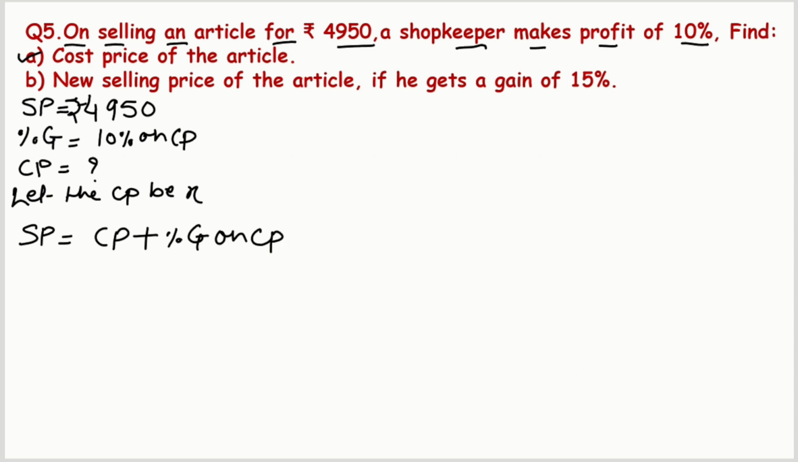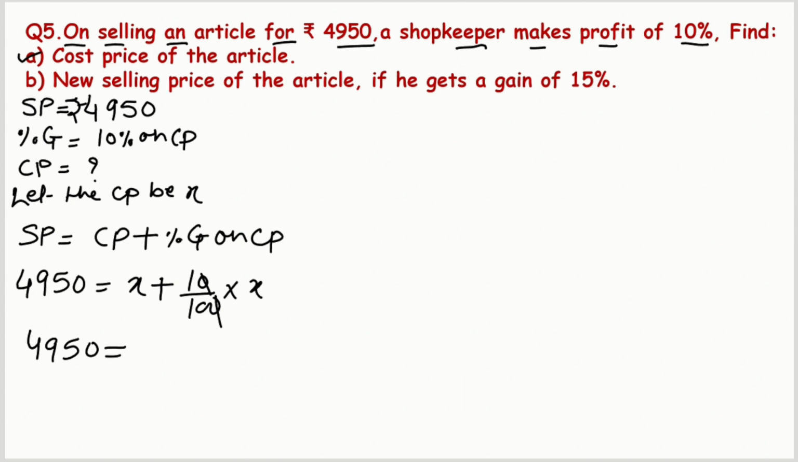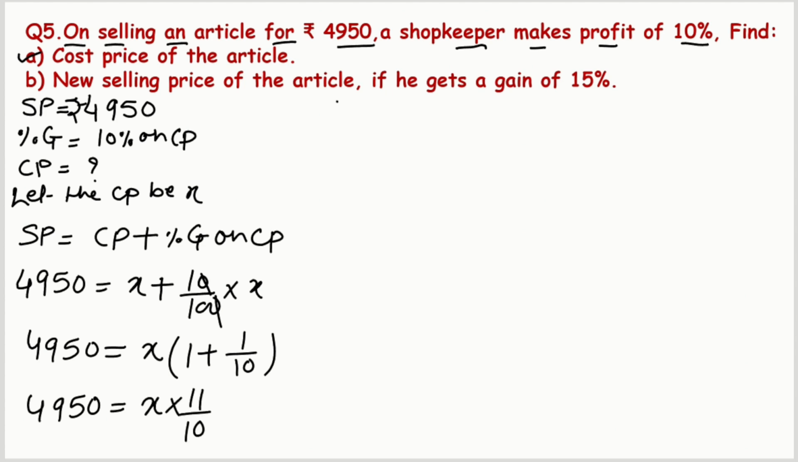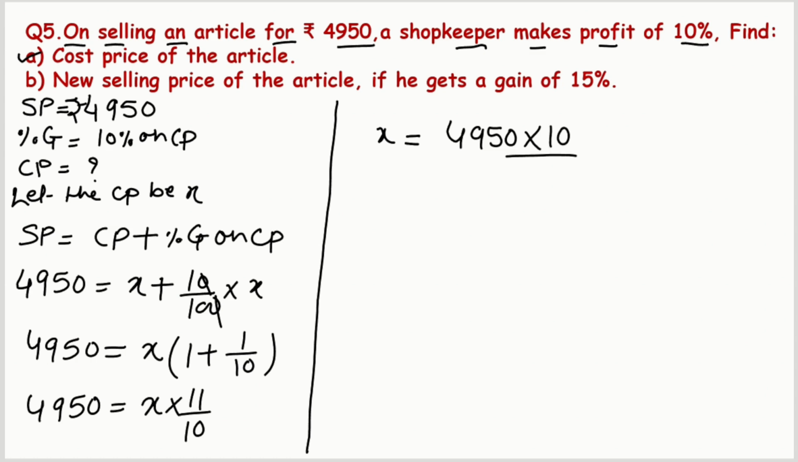Now what is the value of SP? 4950, which is equal to x plus 10 over 100 times x. The 0 will be cancelled. 4950 is equal to x. We will take common 1 plus 1 over 10. After calculating this, we will get 4950 equals x times 11 over 10. Now x is 4950 times 10 over 11.